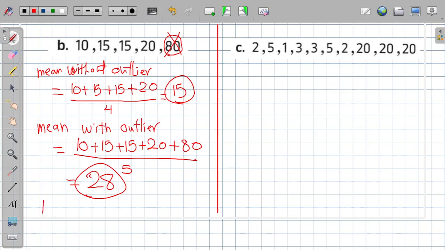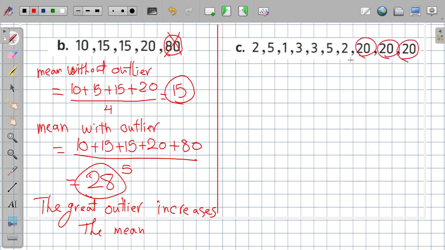So the great outlier increases the mean. Okay, I have another one. I have 2, 5, 1, 3, 3, 5, 2, 20, 20, 20. I have 3 outliers because 20 is much bigger than other values. So I have 3 outliers.